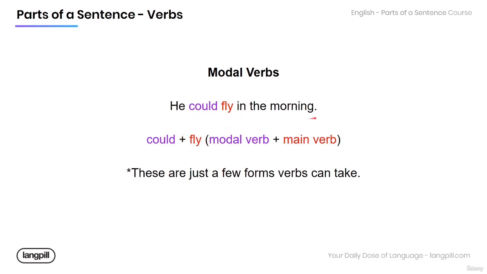But again, the sentence, right? What we're focusing on is the structure of the sentence. He is our subject. Could fly is the beginning of our predicate, and this is our predicate here. And again, this is just a few of the forms verbs can take. If you aren't sure about verbs and the different types, I really hope that you also watch the grammar course and learn in depth about verbs.